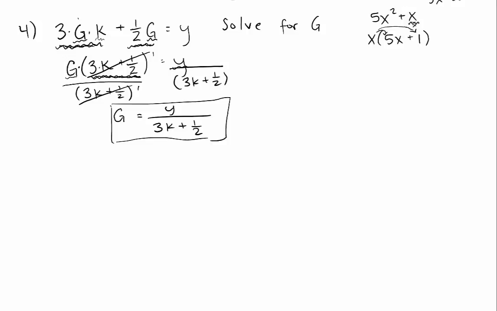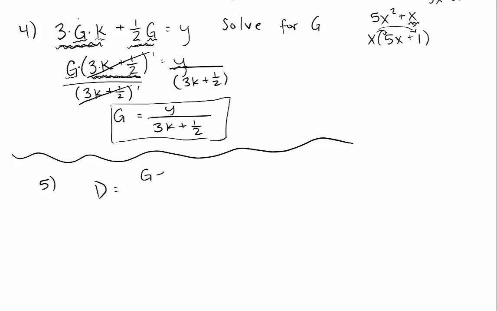All right, number 5. Number 5 says d equals, we have a lot of variables in this one, g plus j plus f plus k, all divided by 60. And I need to solve for, what am I solving for here? I'm solving for j. It'd be nice if we were solving for d, but then it wouldn't really be a problem. We're solving for j.